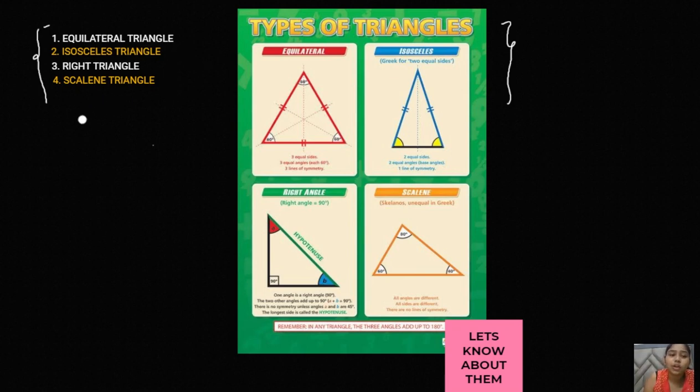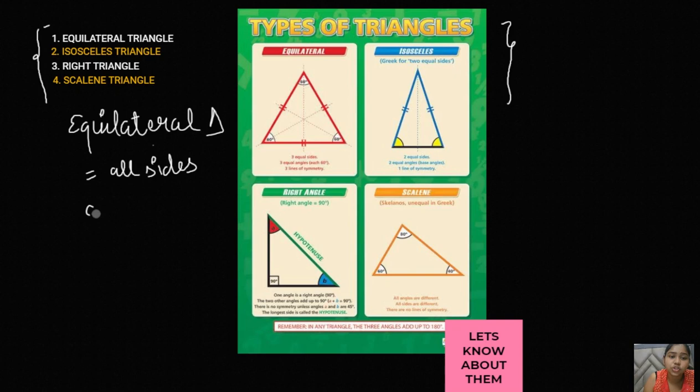Okay, so what is an equilateral triangle? Basically this is very easy. Equilateral triangle is the type of triangle in which all the sides are equal to each other. This is what we call the equilateral triangle. There is a very minor difference between all of them, so we'll just go through them. That's what we call an equilateral triangle, in which all the sides are equal.